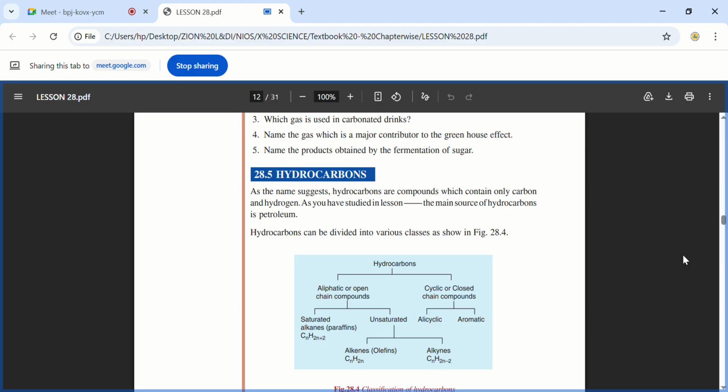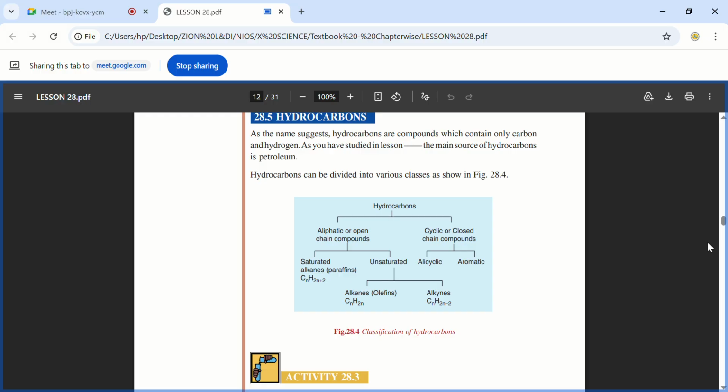Okay. Does anybody have any doubt in the manufacturing of oxides of carbon? No, ma'am. Sure. Okay. Can we proceed to the next one? Yes, ma'am. Okay. Joanna, continue with the 28 point.